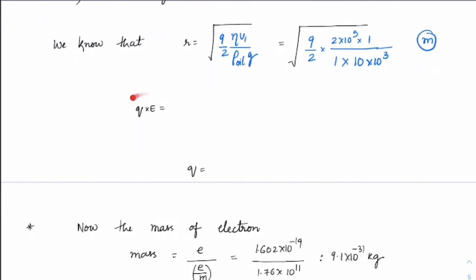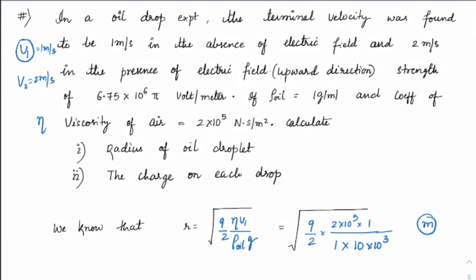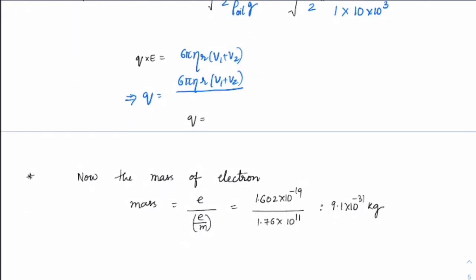Next, second, what we have seen after applying the electrical field is that 6 pi eta R into (V1 plus V2) was the formula. From there we were able to calculate this as 6 times pi, and E is already given to us, so I'll just substitute that, which implies Q is equal to 6 pi eta R into (V1 plus V2) divided by E. The E value is given as 6.75 into 10 raised to power of 6.